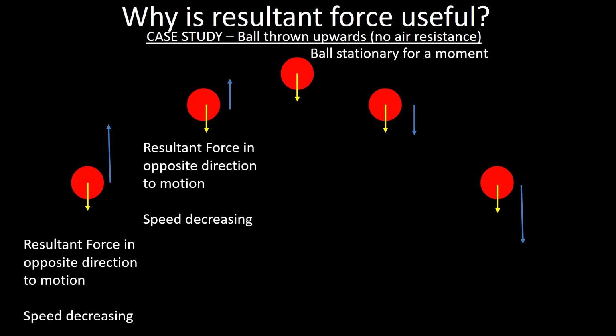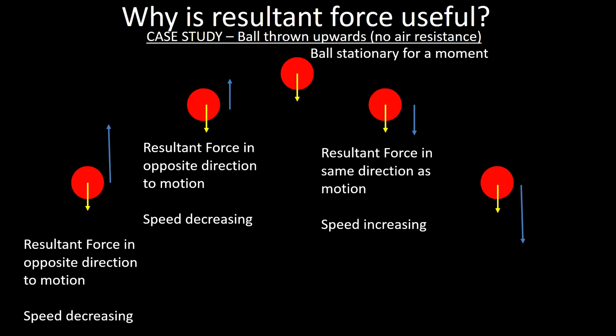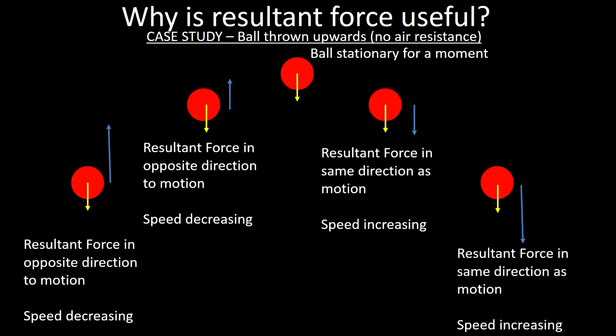Same for the second situation. At the top, okay, we've already said it's stationary for a moment. As it comes back down, the force arrow is now in the same direction as the motion, so it's going to speed up, which is exactly what happens. And that keeps happening as it comes on the way down. So that very apparently simple situation of a ball being thrown up in the air perfectly illustrates our rules about how resultant force can affect the motion.